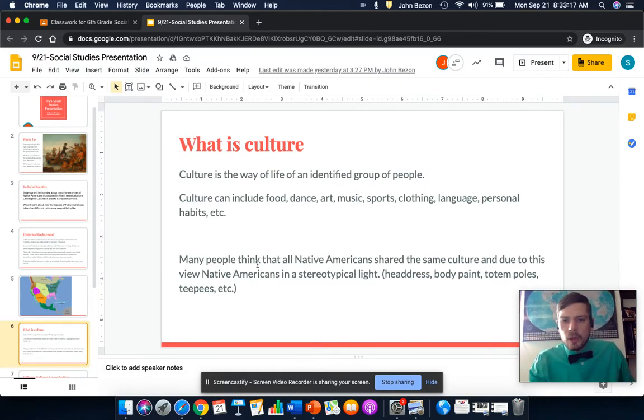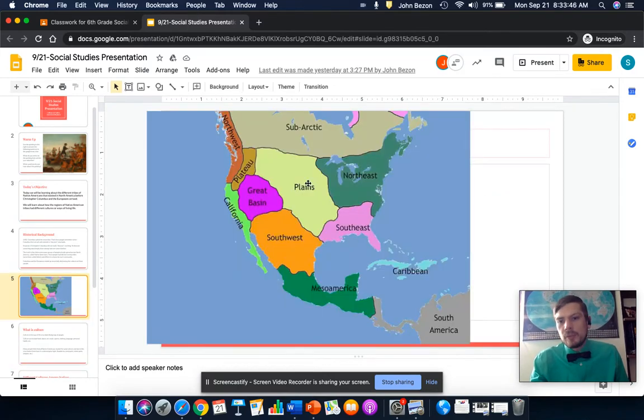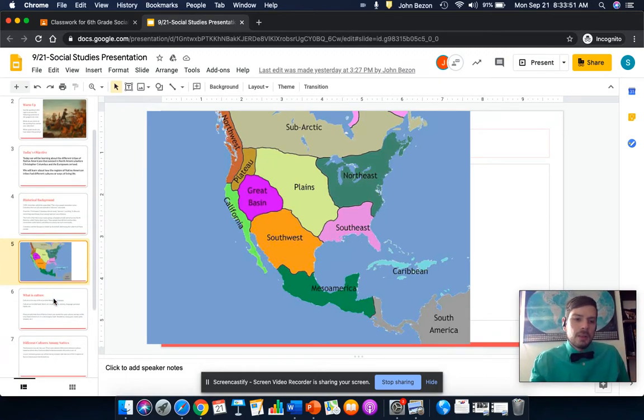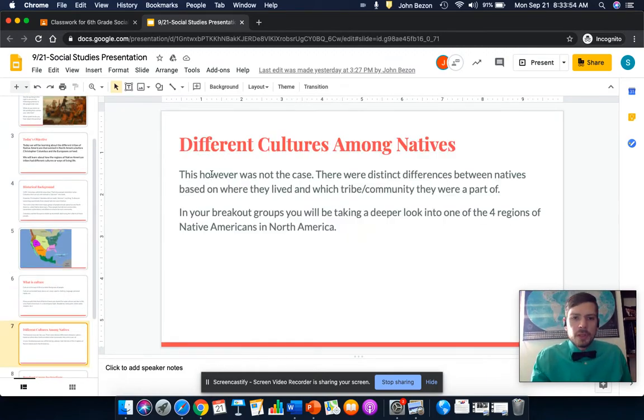Many people think that all Native Americans shared the same culture, and due to this, people view Native Americans in a stereotypical light. So when you think of a Native American, you probably typically think of totem poles, feather headdresses, body paint and teepees. That's not true for all Native Americans. Yes, some Native Americans wore headdresses. Yes, some had totem poles. Yes, some slept in teepees, but not all of them. Remember, there were many different regions, many different communities of Native Americans, and they were all a little bit different. All right, so different cultures among natives.